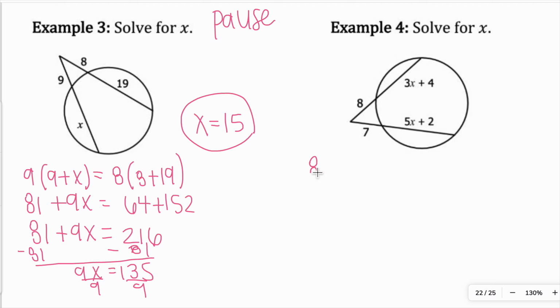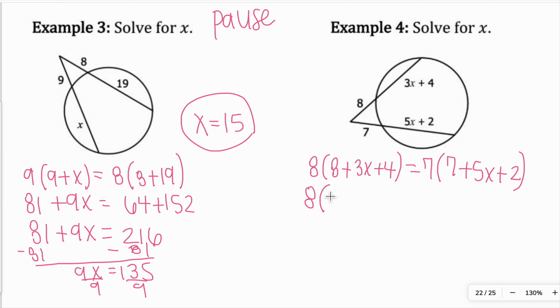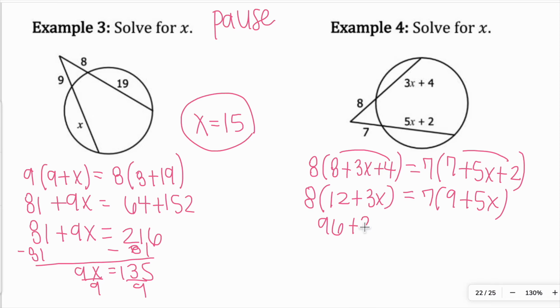Otherwise, let's get started. So part to whole, 8 times 8 plus 3x plus 4. So we got a lot of steps here to show. And then the second portion, 7 times the whole thing, 7 plus 5x plus 2. Obviously, you can go ahead and combine like terms. So combining like terms would be 12 plus 3x, because 8 plus 4 is 12. And then on this side, I'm going to combine 7 and 2, so 7 parentheses 9 plus 5x. And then let's go and distribute. 8 times 12 is 96, 8 times 3x is 24x, 7 times 9 is 63, 7 times 5x is 35x.